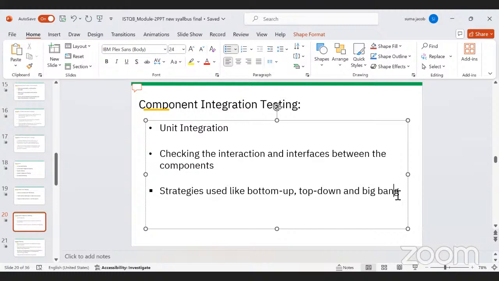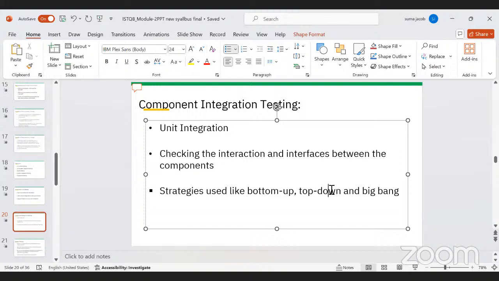So the Big Bang approach says that all these different components are available at once and are integrated simultaneously. So the advantage is that you do not need the support of a stub or driver. And the disadvantage is that it is very difficult to track down or trace the root cause of the issues, or where the issue is actually happening. And so that is the Big Bang approach, and that is the opposite of the bottom up or top down approach. So what happens in bottom up or top down approach?